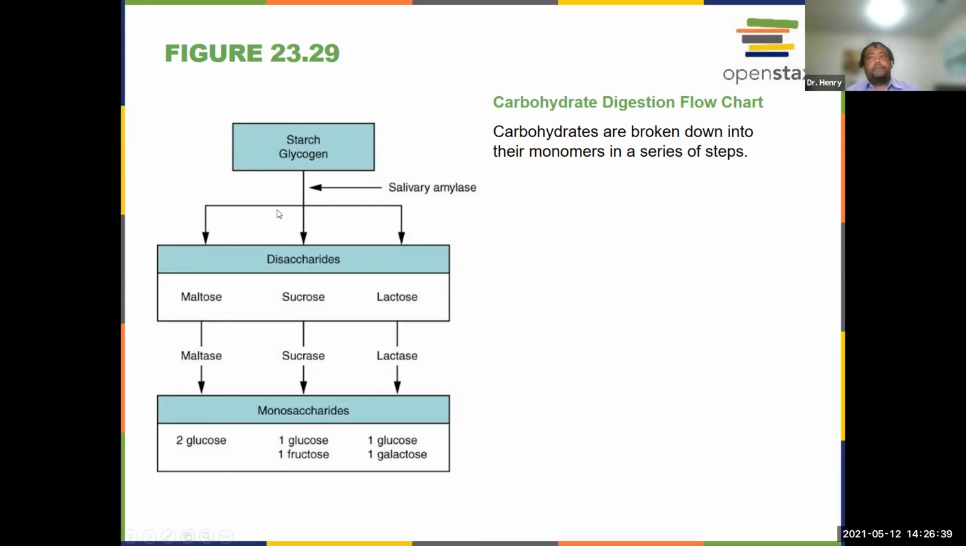Now, if they're chains of glucose and fructose, they're starch chains that have glucose and fructose in them, then they're going to be broken down into sucrose. If they're chains that have glucose and galactose in them, they're going to be broken down into lactose. Okay, and then broken down further to the monosaccharides.